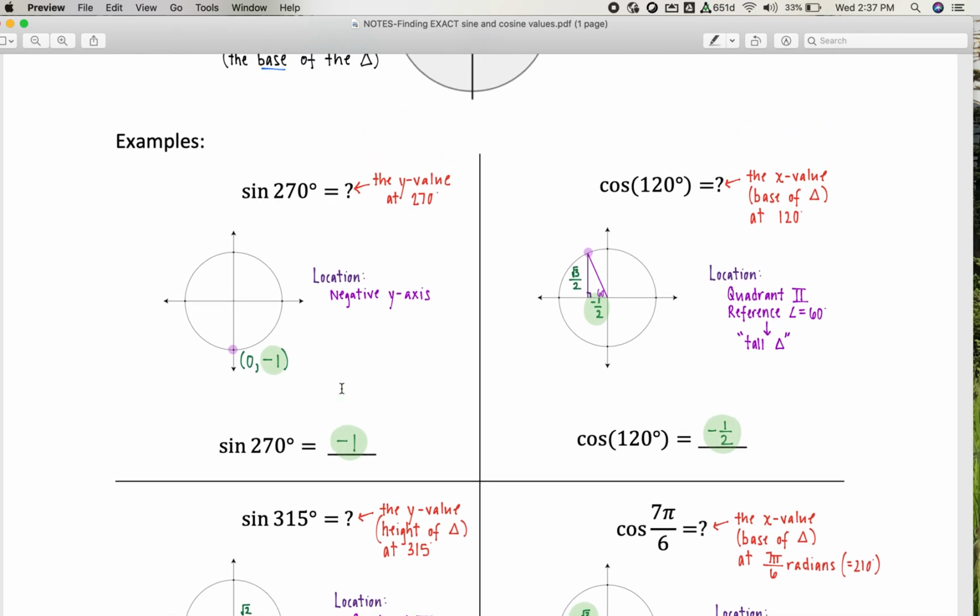Now I know you could really just look at your unit circle at this point and go find the y-coordinate of 270 or go find the x-coordinate of 120, but let's use this as an opportunity to really practice visualizing where we are on the unit circle and what that triangle looks like. Let's try to use words like quadrant, thinking about what quadrant we're in. Let's try to use the word reference angle, thinking about that angle formed with the x-axis. And let's really be focusing on our 3 special triangles. Are we talking about the tall triangle, the short triangle, or that in-between isosceles triangle?